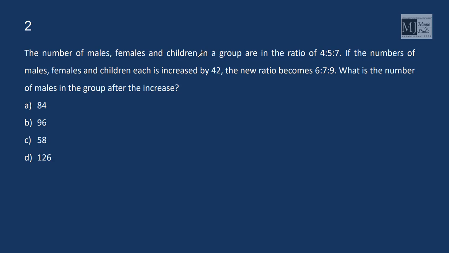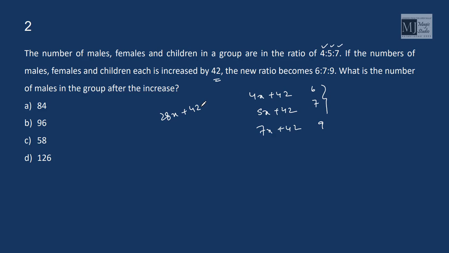The number of males, females and children in a group are in the ratio 4, 5, 7. If the numbers of males, females and children each are increased by 42, 4x plus 42, 5x plus 42, 7x plus 42, then the new ratio becomes 6, 7, 9. So we can take any pair. 28x plus 42 into 7 equals 30x plus 42 into 6. So 2x is 42 into 7 minus 42 into 6, which is 42. x is 21. What is the number of males after the increase?